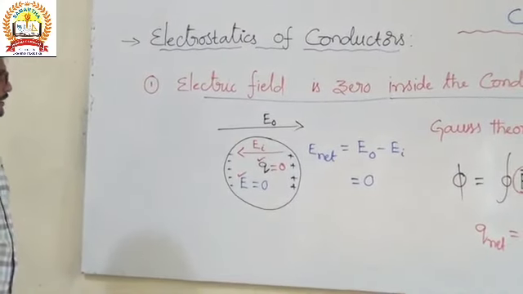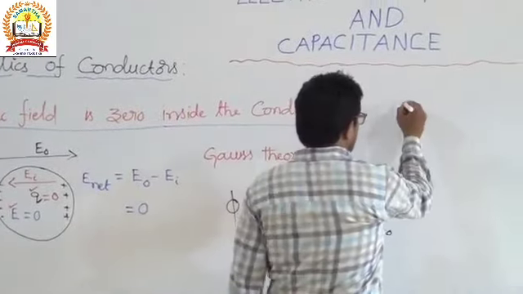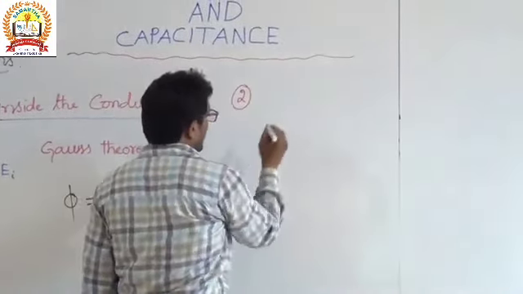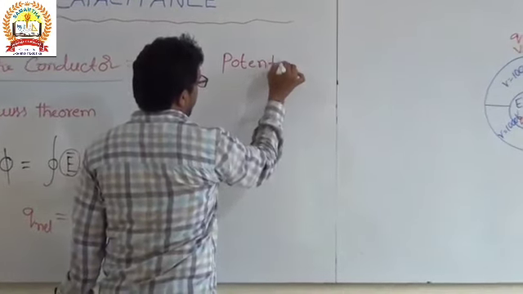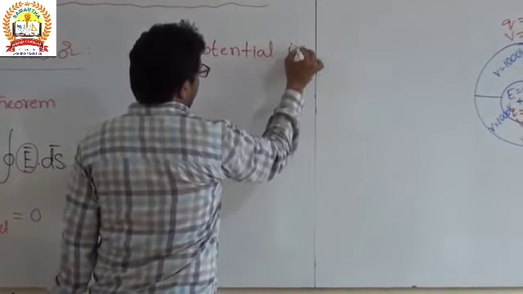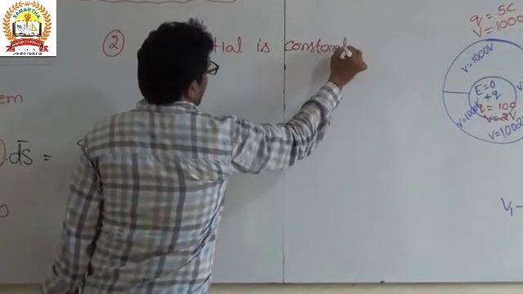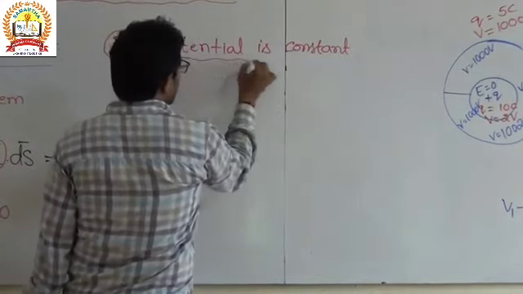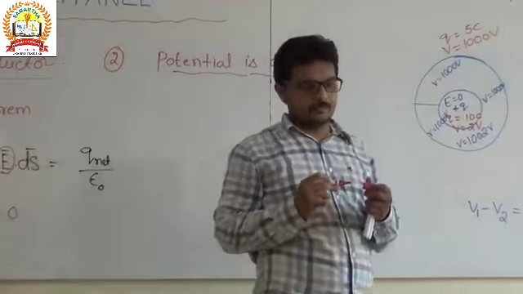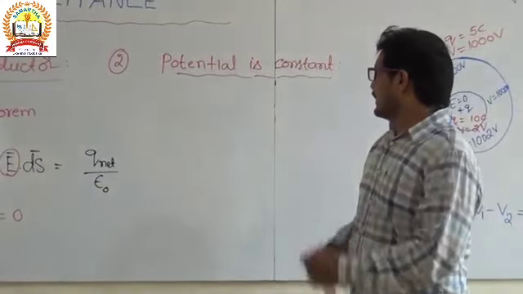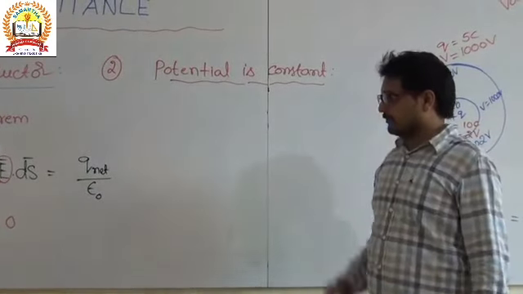The second point: the potential is constant. Potential is constant inside the conductor as well as on the surface of the conductor. Then how is it that, we will learn now.